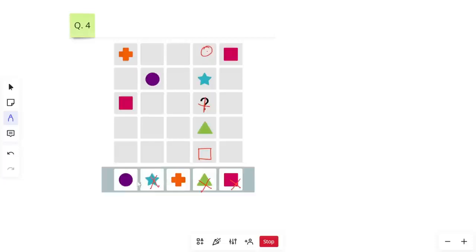So the correct answer should be that the plus should come in the place of question mark. Circle can fit in, but that is not the correct answer because we also have to see the arrangement of the others also. So the correct answer for this question is going to be plus.